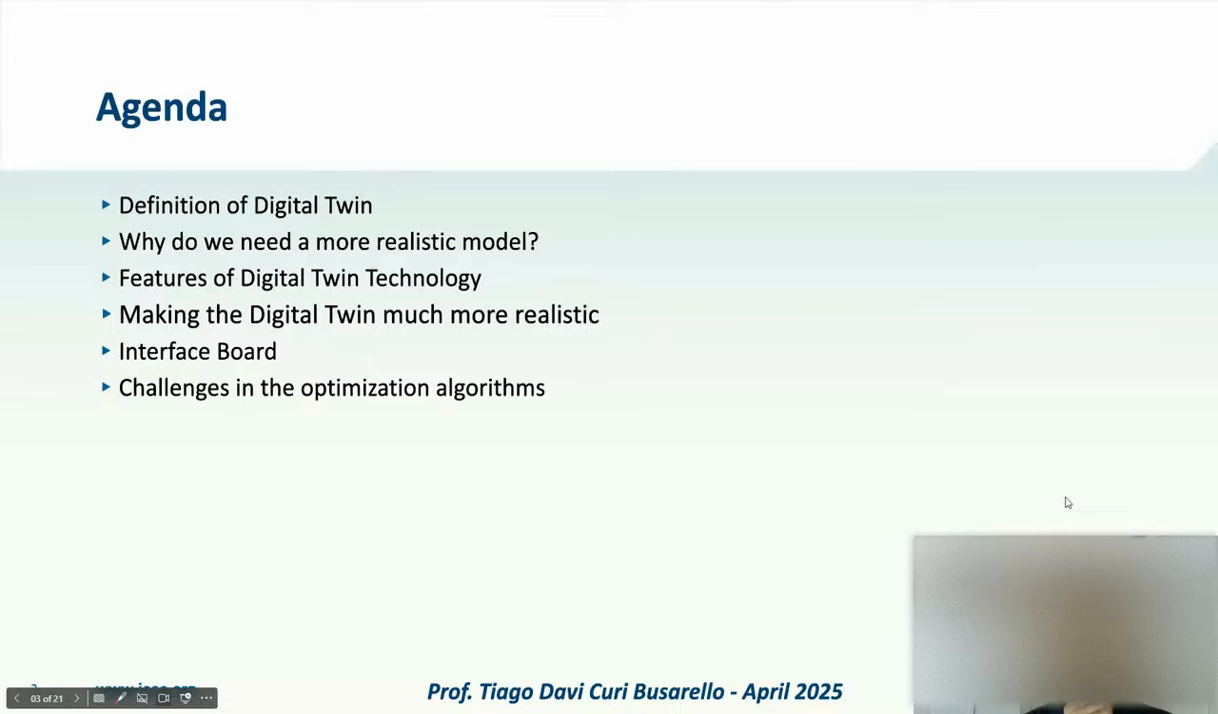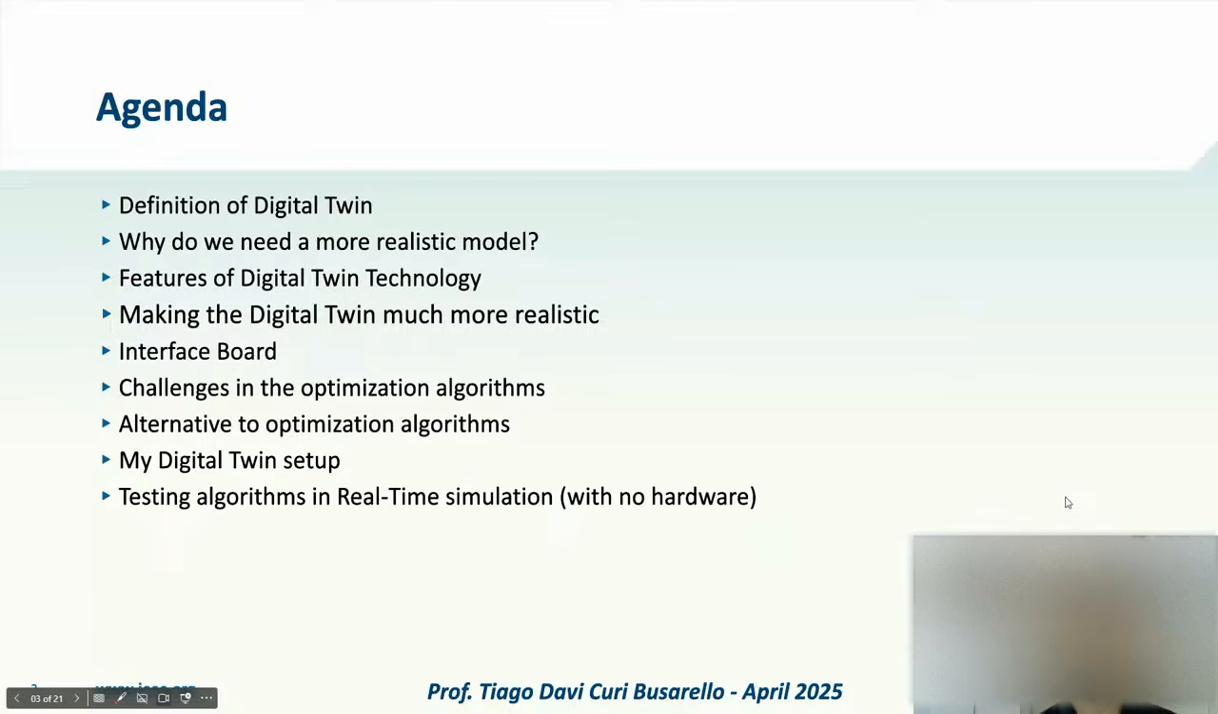Let's discuss the challenges in the optimization algorithm that they are really necessary in digital twin. I'll show you some alternatives to the optimization algorithm. I will show you my digital twin setup, and I'd like to discuss with you a little bit how to test algorithm in real-time simulation that makes no hardware necessary. I'll show you a few examples found in the literature, and finally some conclusions.